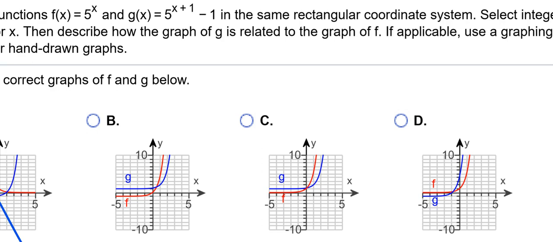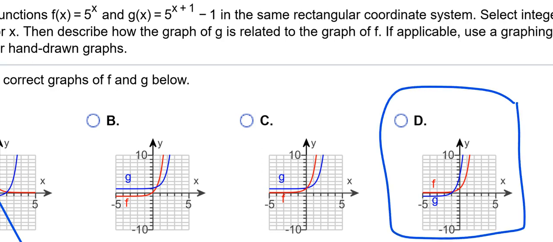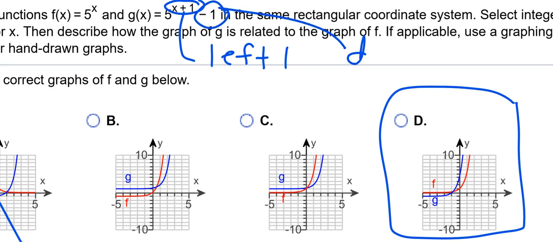Okay, which answer choice did we pick? It is choice D. What does the plus 1 mean? Left 1. Stay with me. And the minus 1? That is down 1. So we were looking for something that went left 1 and down 1.